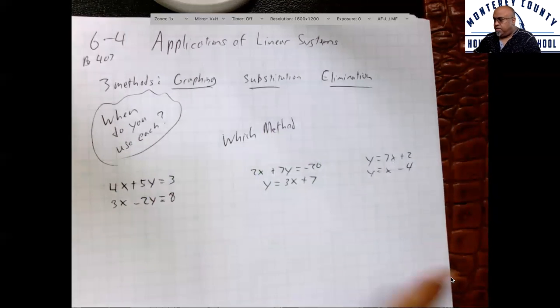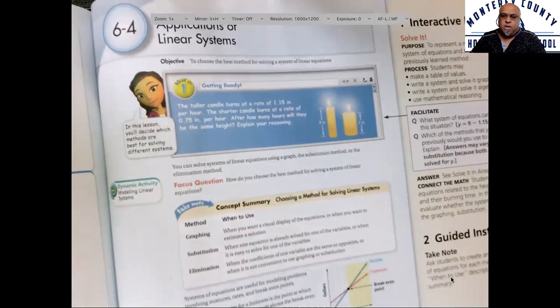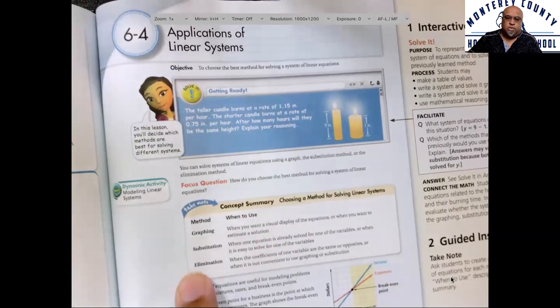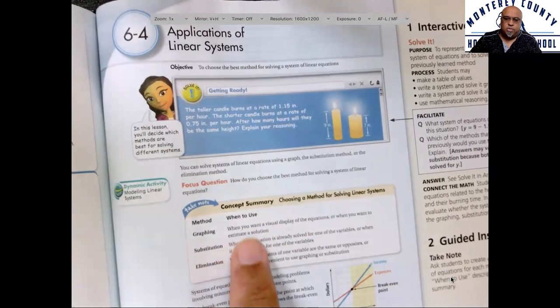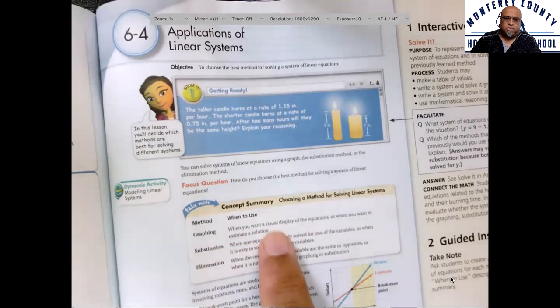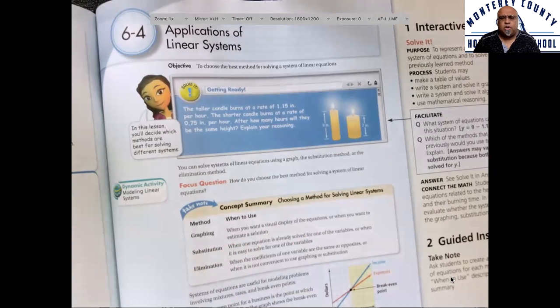Now, I have some problems here set up to display that, but I just wanted to go into the book. The lesson starts on page 407, and it gives a detailed explanation of when you should use these, and I wanted to read these to you. So it's the concept summary, choosing a method for solving linear equations. When do you use graphing? When you want a visual display of the equation, or when you want to estimate a solution, would probably be the best time to use graphing. Also, if both of your equations are already set up in slope-intercept form, then it might make it pretty easy to graph them.